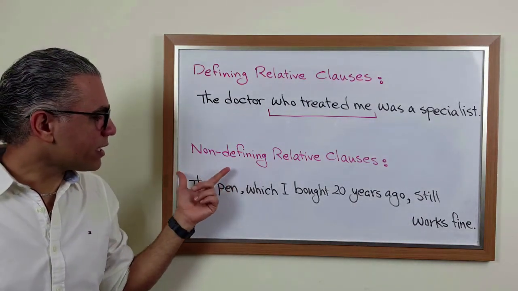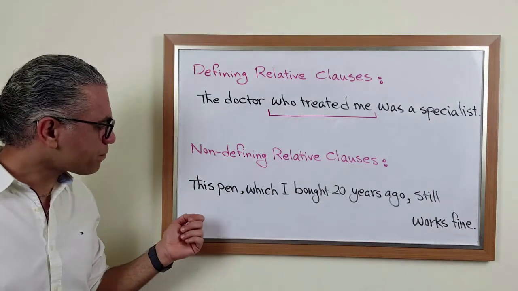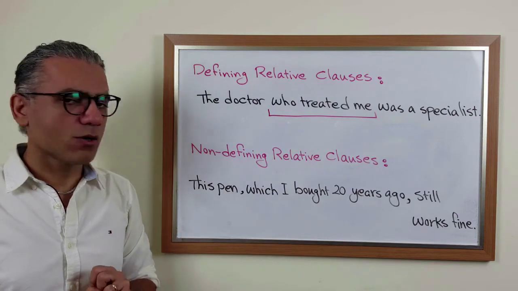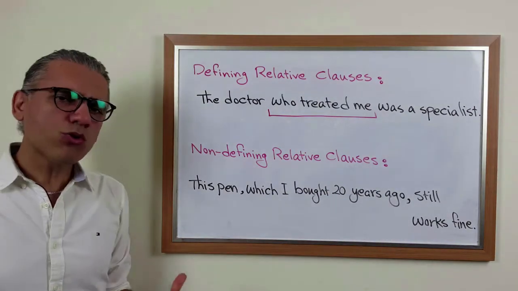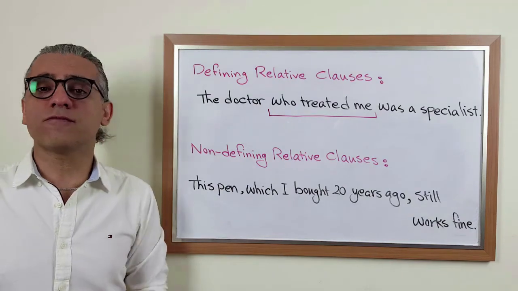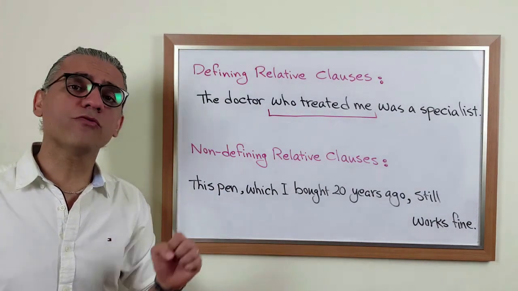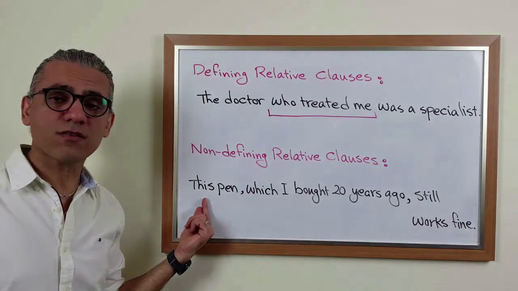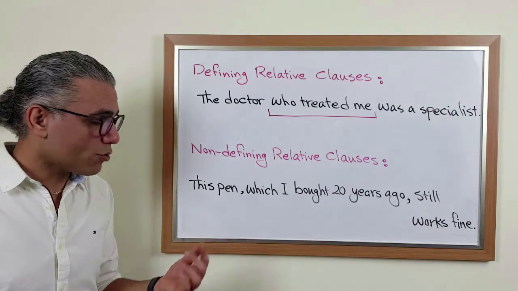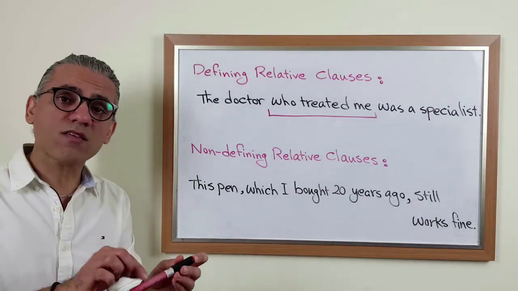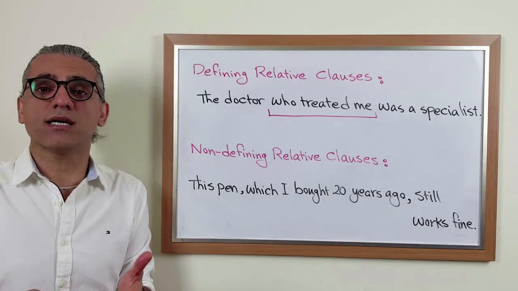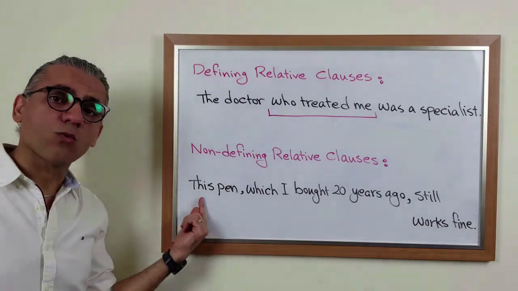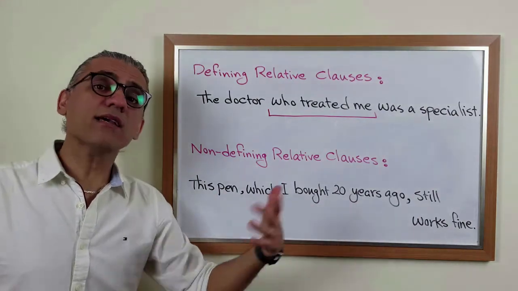Now look at this example in here as a non-defining relative clause. This pen, which I bought 20 years ago, still works fine. So how could we tell if this is a non-defining relative clause? Again, we remove it from the sentence. This pen still works fine, because you are using this. You are not saying the. You are showing it to somebody, this pen, so it doesn't need any defining anymore. It has already been defined by the word this. So this is giving extra information.